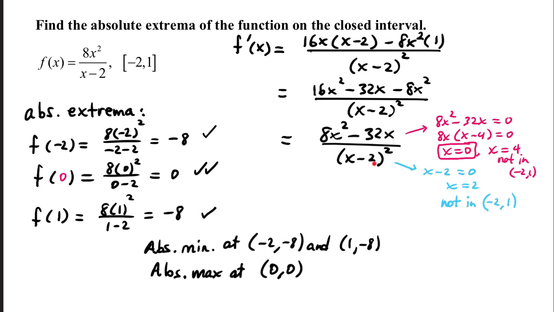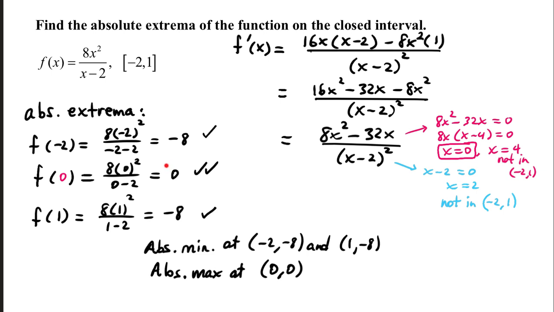The derivative is undefined at x minus 2 equaling 0, and that happens at x equals 2. That's also not in our interval. So we're going to evaluate the original function at -2 and 1, and also at 0. F of -2, sub that into the original function, we get -8. 0 is our critical number that lies within the interval. F of 0 is 0.